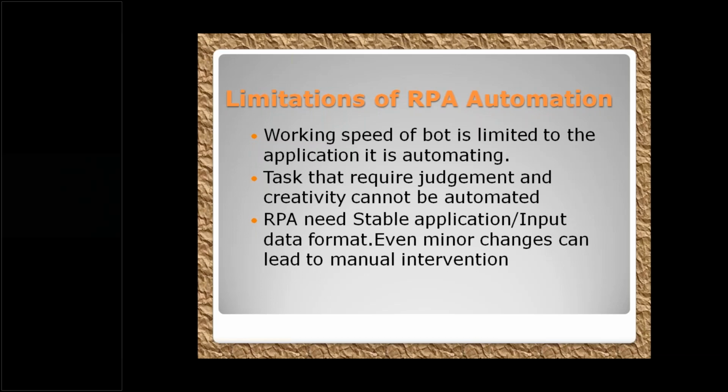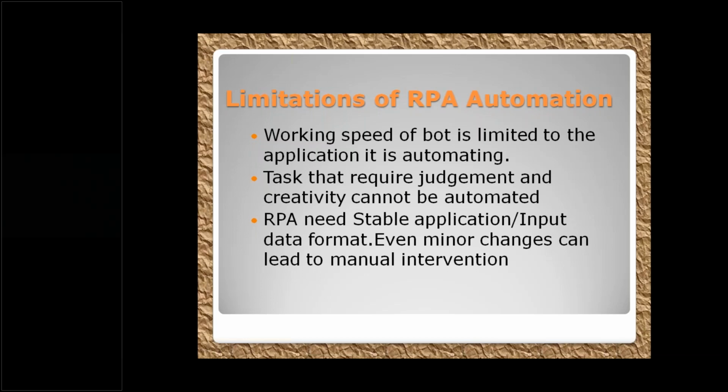Okay, then the last one: RPA's working speed is limited to the website. So if Book My Show is down or slow, the RPA automation will also be slow. Then this point: tasks which require judgment and creativity cannot be automated by RPA.